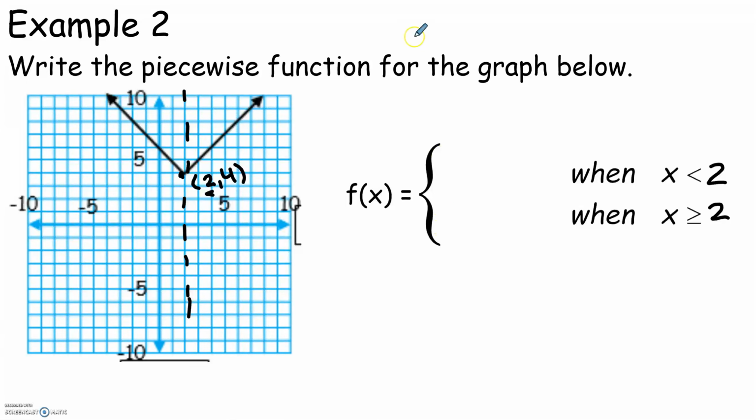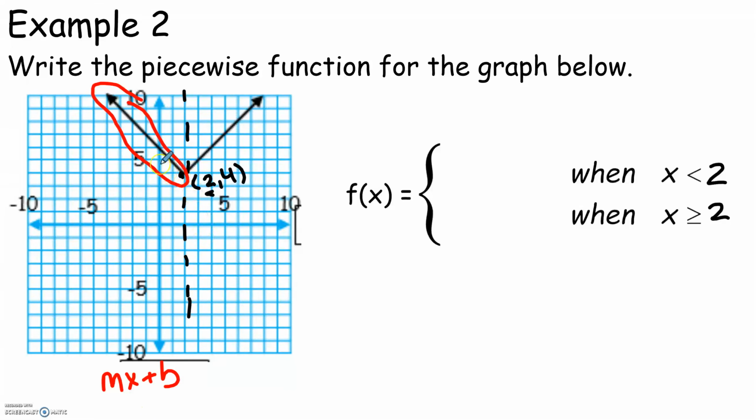Now that I know where it switches, I'm going to focus first on the left half of my graph. It's a line, so I know it's going to be a linear equation, so it's going to follow the form mx plus b. Do your best. Please write the equation for the left side of the graph.